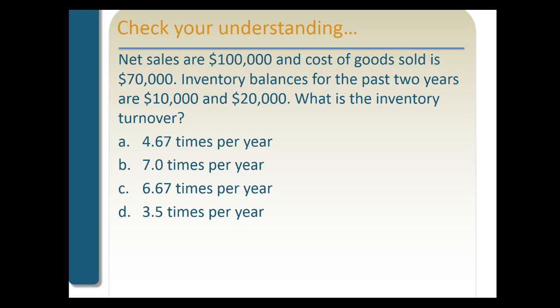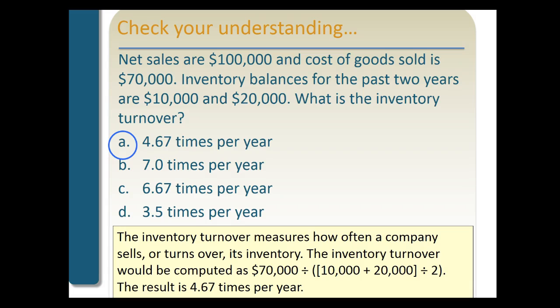Let's check your understanding here. Net sales are $100,000 and cost of goods sold is $70,000. Inventory balances for the past 2 years are $10,000 and $20,000. What is the inventory turnover? So the inventory turnover will be computed as $70,000 divided by the average of $10,000 plus $20,000 divided by 2, which would amount to 4.67 times per year.